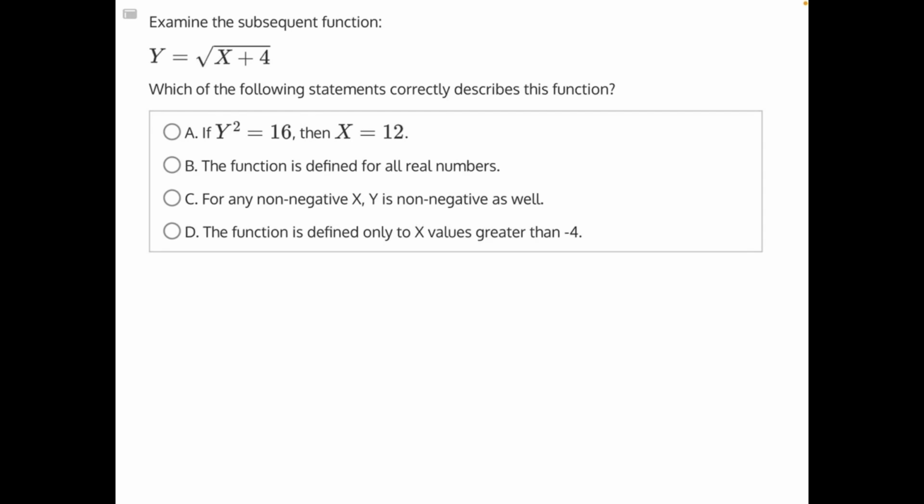Examine the subsequent function. Which of the following statements correctly describes this function? Well, let's take a look at our answer choices. A says if y squared is equal to 16, then x must be equal to 12. To see if this is true, we could plug in 12 for x and solve for y, or in this case, y squared. Let's save that for last and take a look at our other answer choices.